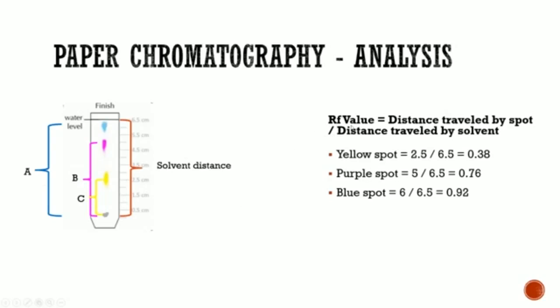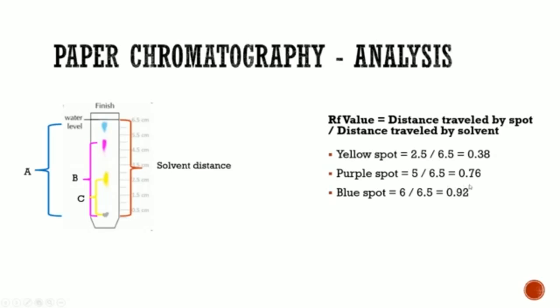So what you do now is calculate the RF value of each of these different substances, right? So the RF value is the distance traveled by the spot, okay, so A, B, or C, divided by the distance traveled by the solvent. So let's just calculate each and every one of those. For the yellow spot, okay, so it's traveled from 0 to 2.5, so you divide 2.5 by 6.5, which is how much the water traveled, and you get a value of 0.38. You do that for the purple and the blue, and you get the values that you see here.